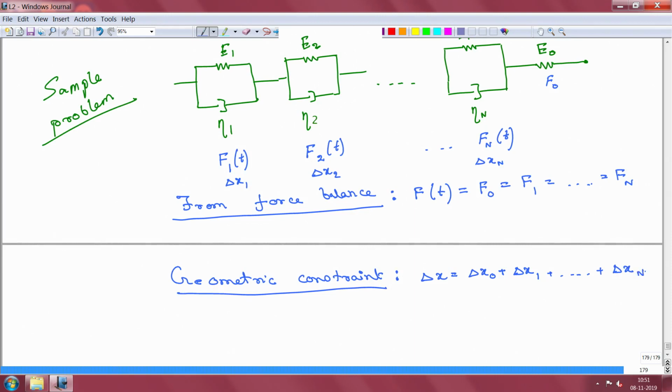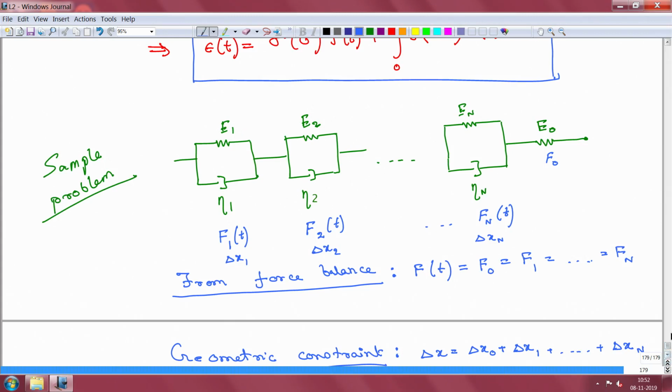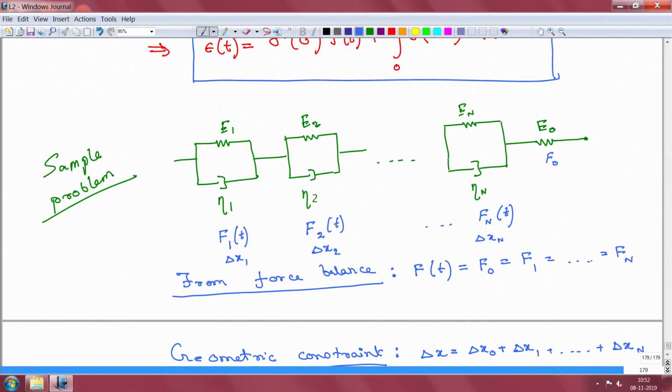So, to solve it further, we have determined the force balance and the geometric constraint, which are quite straightforward, and then we have to write the individual force deformation relationships and try to see how we can combine them into one equation. So, I will leave this here and I would like you to try and finish this problem as part of your self work, and we will begin with this particular problem in the next class. So, we will stop here today.